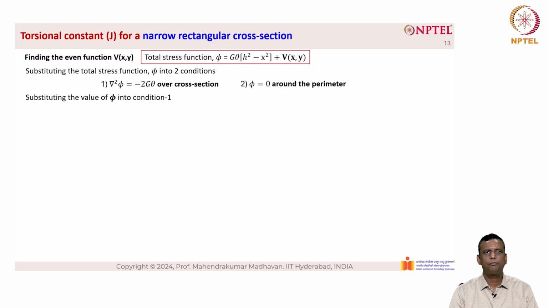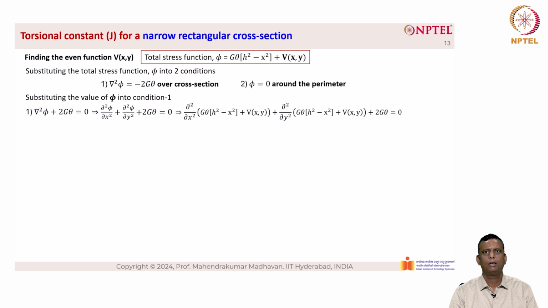So substituting the value of φ into condition 1, we have ∇²φ + 2Gθ equal to 0. Basically we are taking this −2Gθ on the right hand side to the left hand side. It becomes ∂²φ/∂x² + ∂²φ/∂y² + 2Gθ equal to 0. So we have ∂²/∂x² of Gθ(h² − x²) + v(x, y), plus ∂²/∂y² of Gθ(h² − x²) + v(x, y), plus 2Gθ is equal to 0.